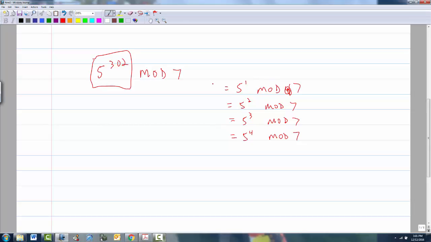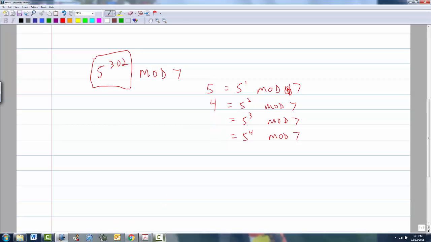7 goes into 5 0 times with a remainder of 5, so that doesn't quite work. So we've got to move on. What's 5 to the second? 25, and at some point I'm going to have to use my calculator. 5 squared is 25. 7 goes into 25 with a remainder of 4. So that's 4 when you actually do this. So I don't have 1 yet.